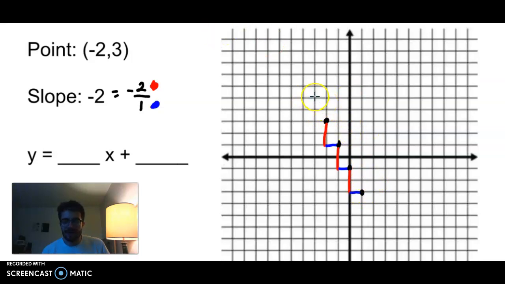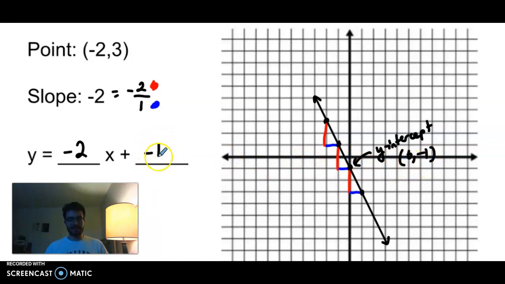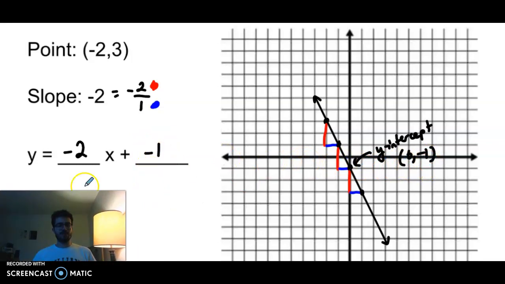And so now if I draw the line, I see very clearly the pattern. And I can tell right there, that's my y-intercept, and it is (0, -1). I already knew the slope, that was -2. And now I have that the y-intercept is -1. So the equation of this line is y equals -2x minus 1.